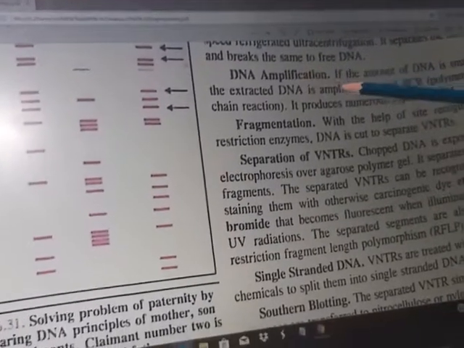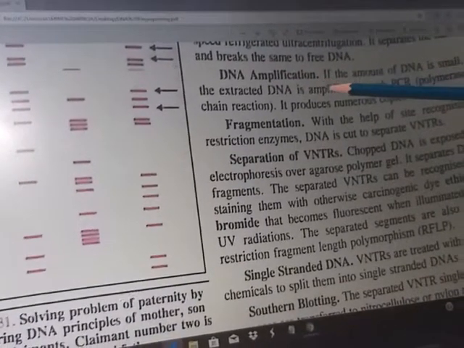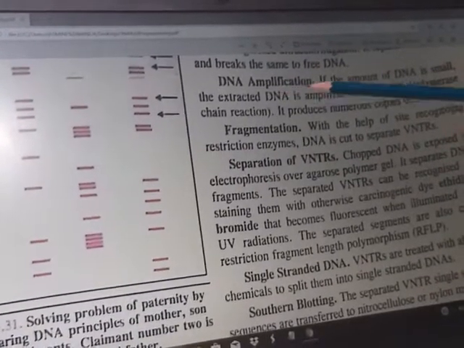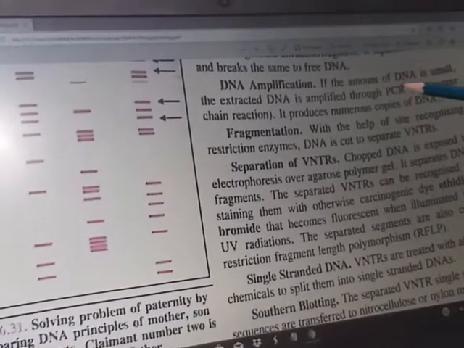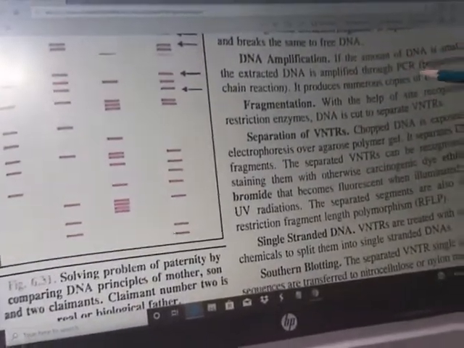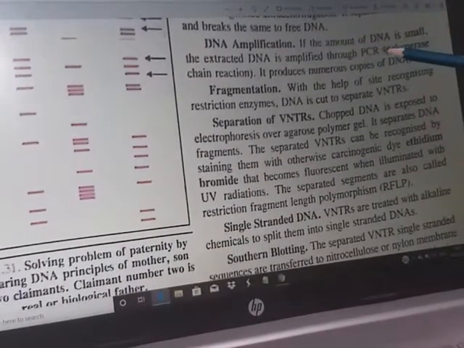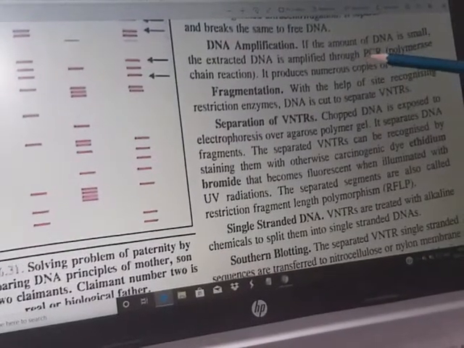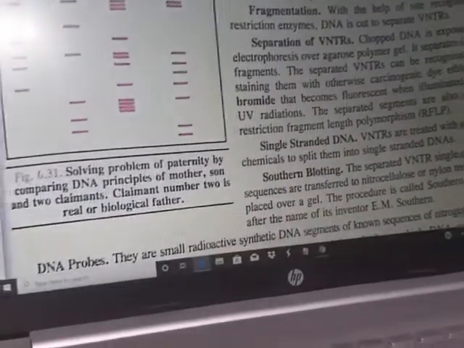Now we have the free DNA, but this DNA is in very small quantity. So the next step is DNA amplification, means how to make large copies of this DNA. If the amount of DNA is small, the extracted DNA is amplified through PCR. The technique for amplification of DNA is called PCR, means polymerase chain reaction. This technique will be studied under the heading biotechnology later on. But here I am just giving a briefing that by using this technique we can amplify, means we can increase the quantity of the DNA. It produces numerous copies of the DNA.